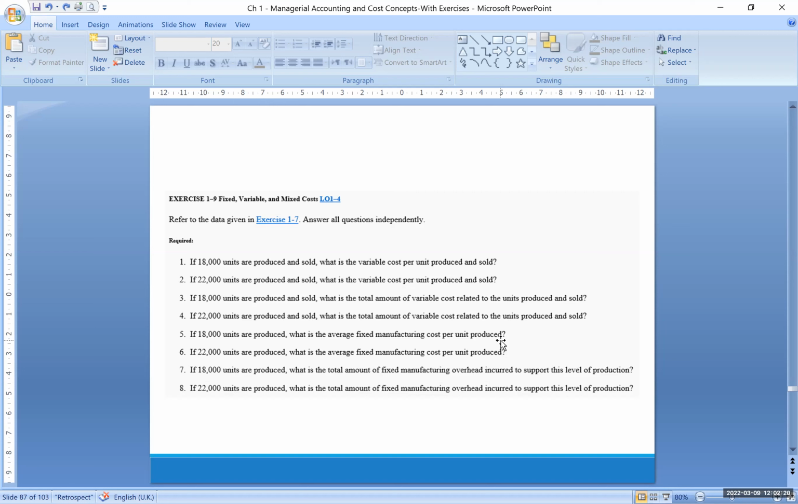Remember that we are talking about fixed manufacturing overhead. We are paying $100,000. So the average fixed manufacturing overhead cost per one unit of 5 is valid for only one level of activity. And this is the key for the fixed manufacturing overhead.